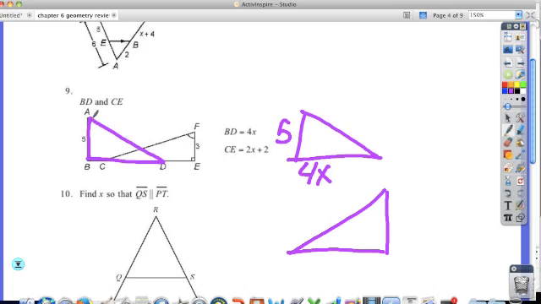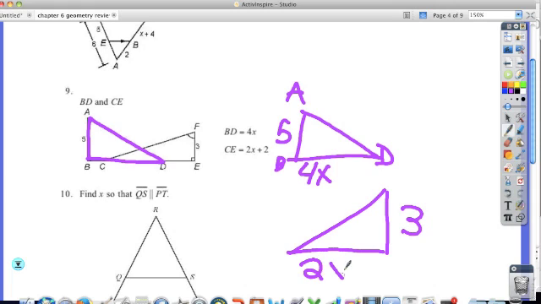So AB is 5, and BD is 4x. The triangle is ABD, right? They told you BD right over here. Now over here, FE is 3, and CE is 2x plus 2.